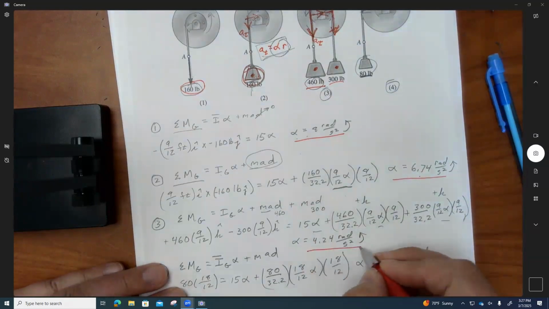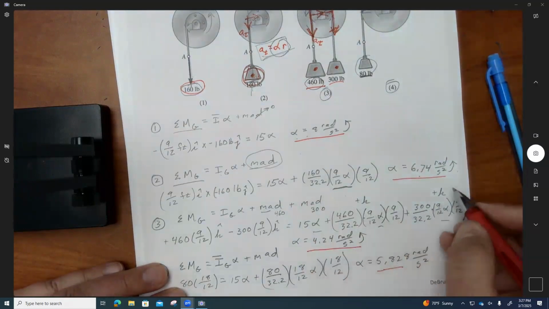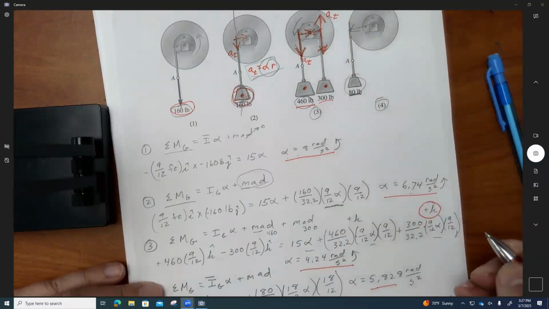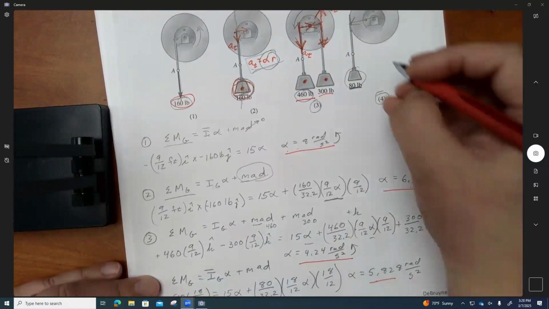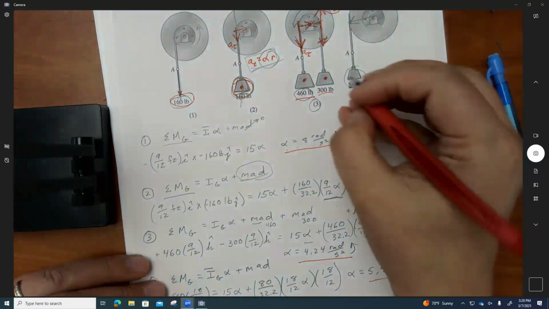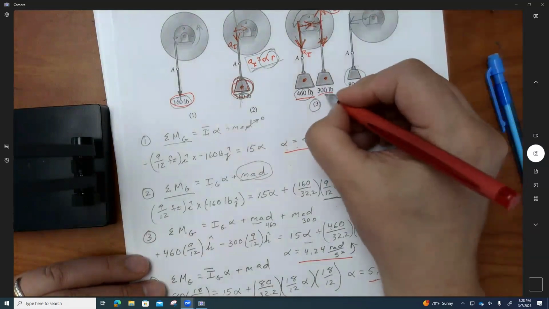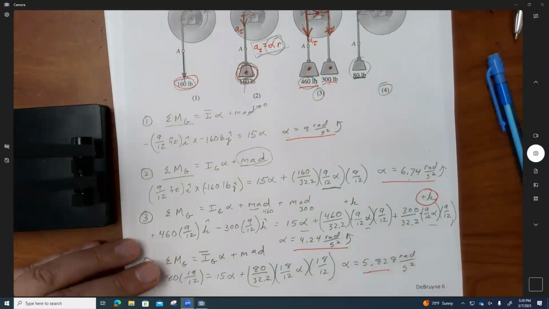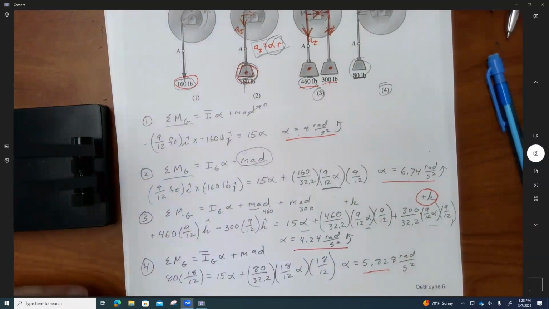And right here, this one is just balancing out, where you can see that we need to have this as a plus k component, and that's due to the acceleration having to go up when we have 300 pounds going down. All right, so that's that problem.